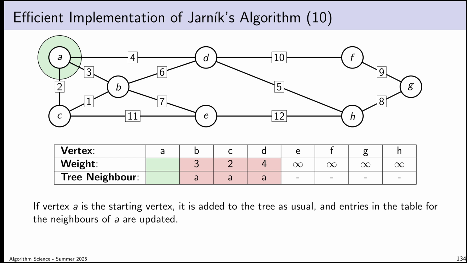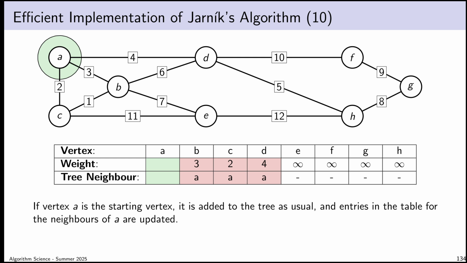Okay, so we'll do the same example as earlier where we start at vertex A, and then we'll just walk through the tree and see what changes at each step. So I bring in vertex A, and that means the weight and tree neighbor are irrelevant because vertex A is now in the tree, so I'll never need those pieces of information again.